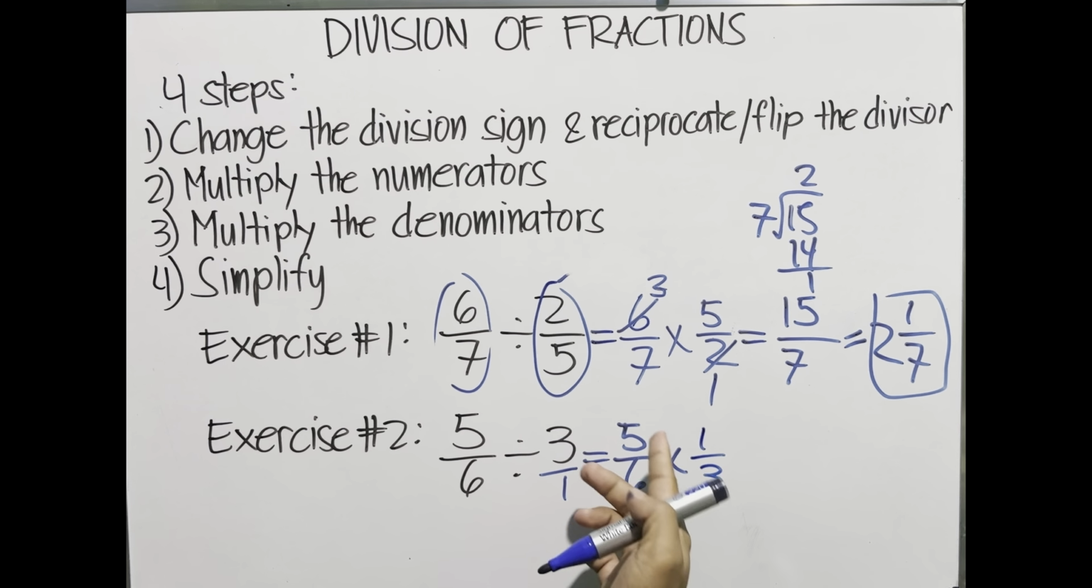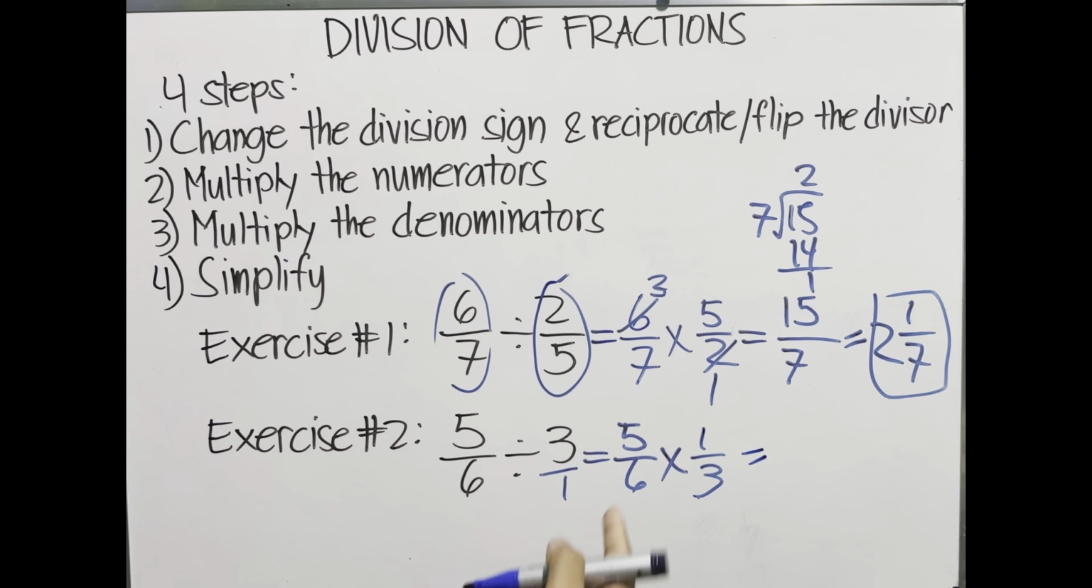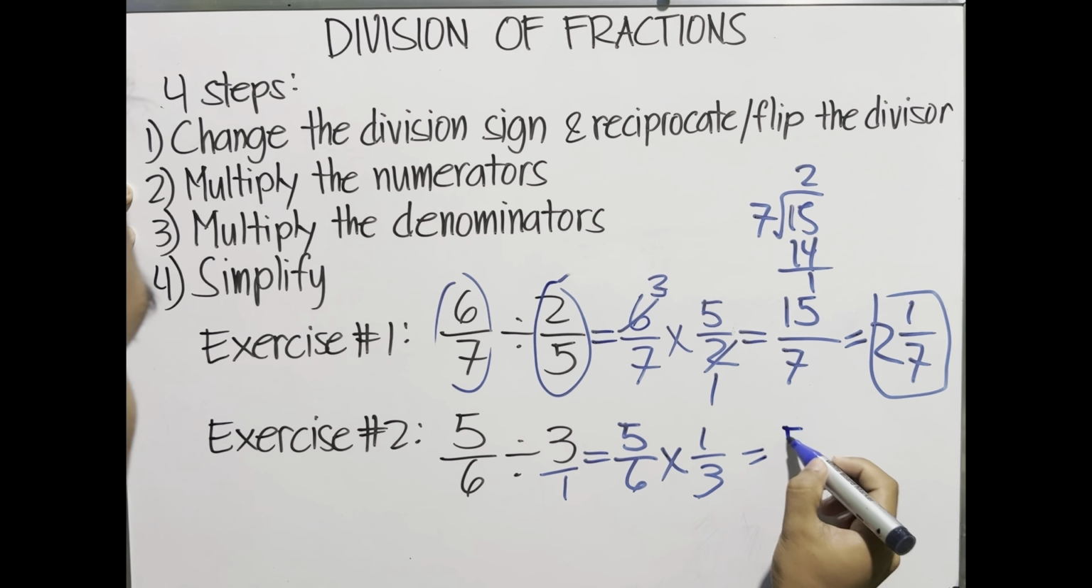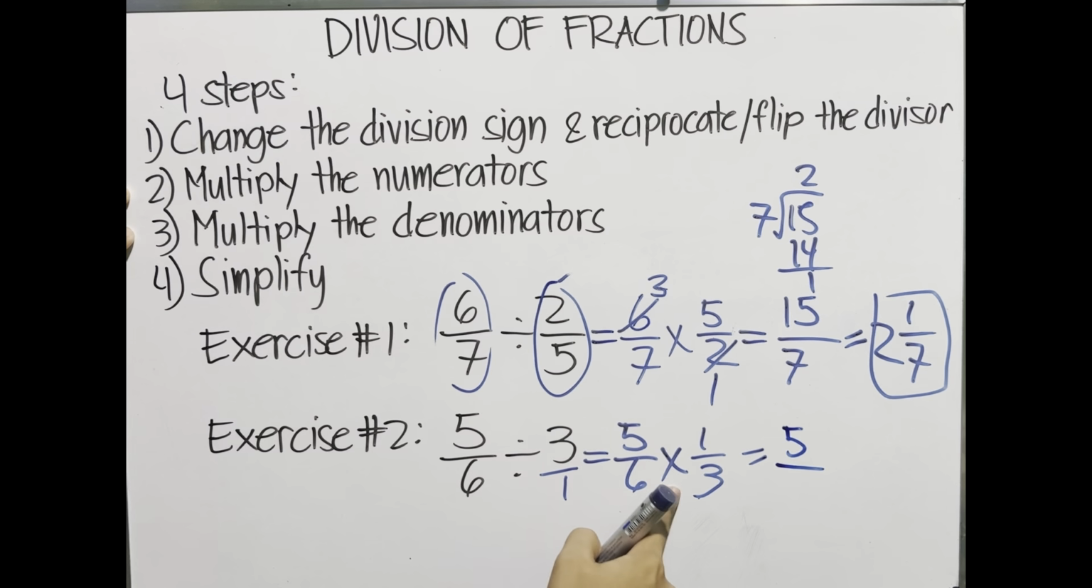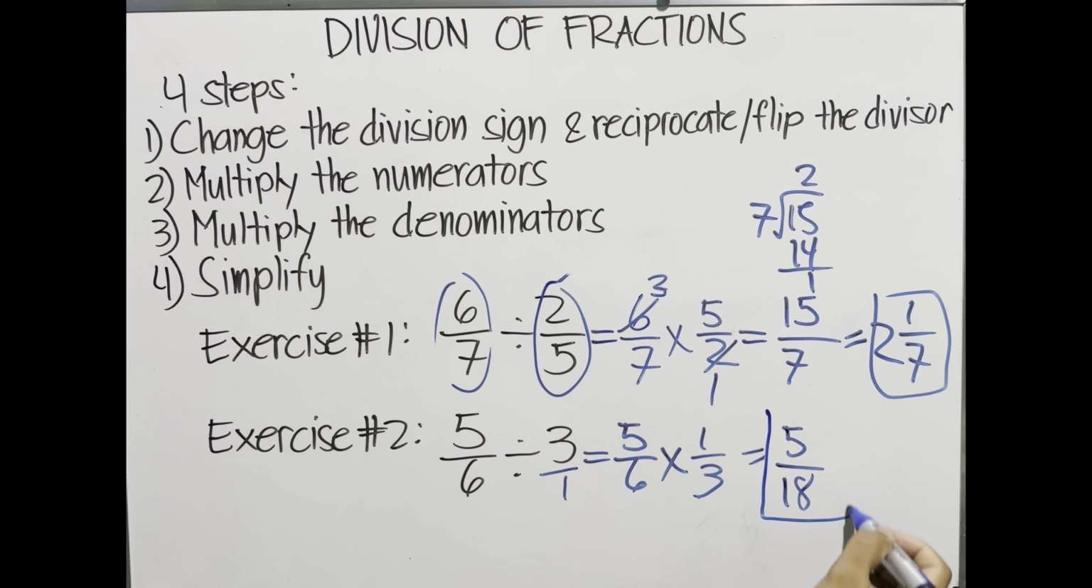Yan. Meron ba tayo pwedeng i-cancel? So, wala. Pwede na natin i-perform yung 2 and 3. 5 times 1, that is 5. 6 times 3, that is 18. Pwede na bang i-simplify? Hindi na. So, ito na yung sagot natin.